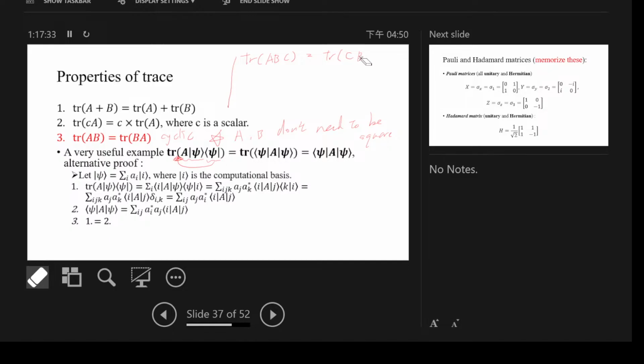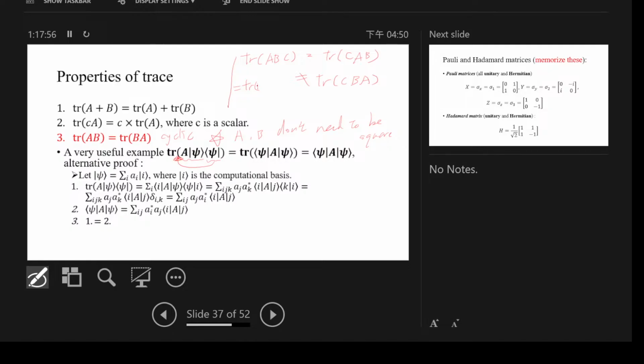Not CBA, that's wrong. It's equal to trace CAB. So you can move C to the front, but this is not necessarily equal to trace if you reverse the order, CBA. Because you can only cycle this around. You can do one more cycle, so you can move B to the front.